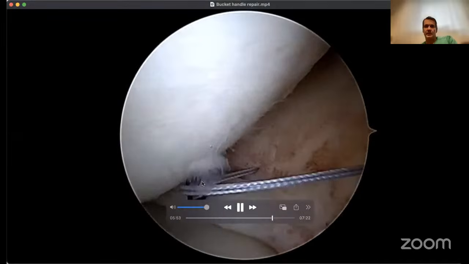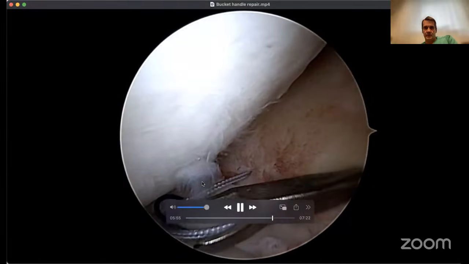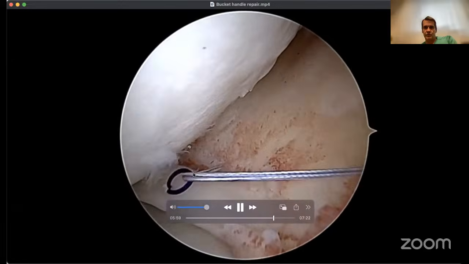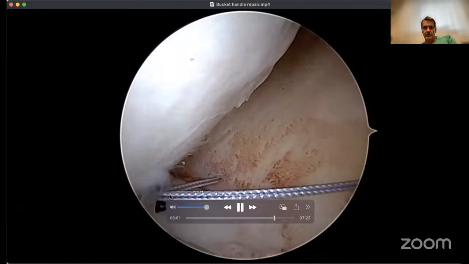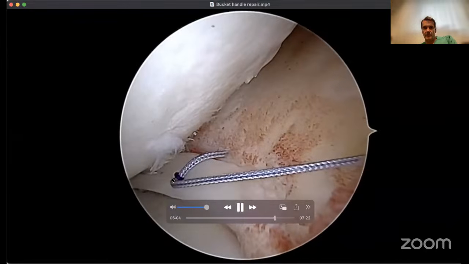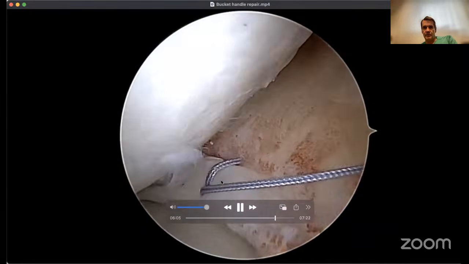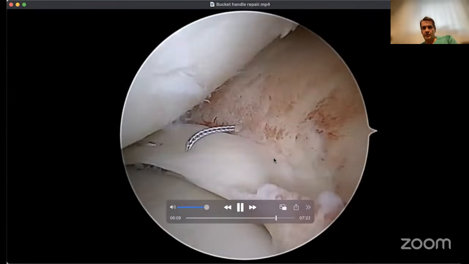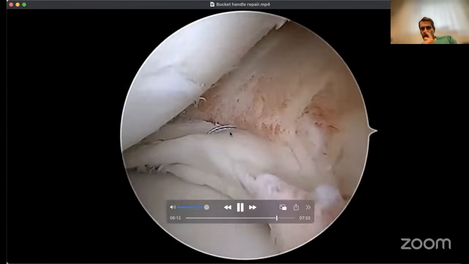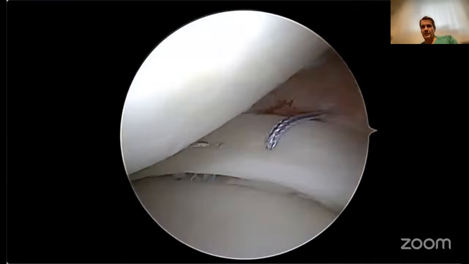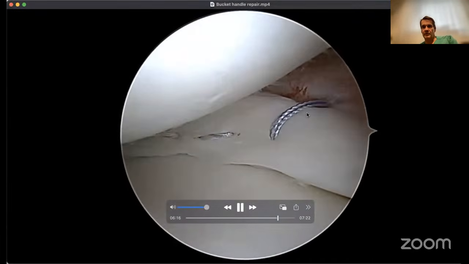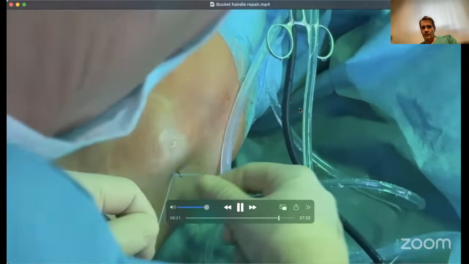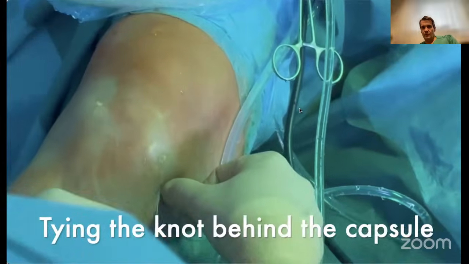Here I passed the suture through the suture loop, and now I pull the non-braided suture loop back to pull the suture out of the joint, and then you can perform your repair by tying the knot behind the base of the meniscus or behind the capsule. As you can see it here.